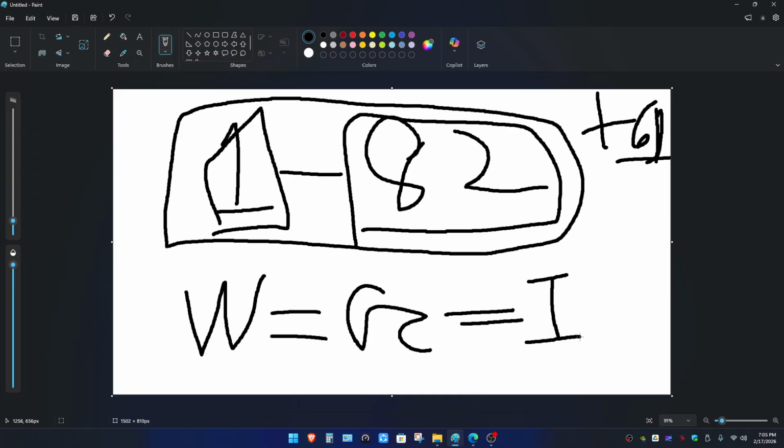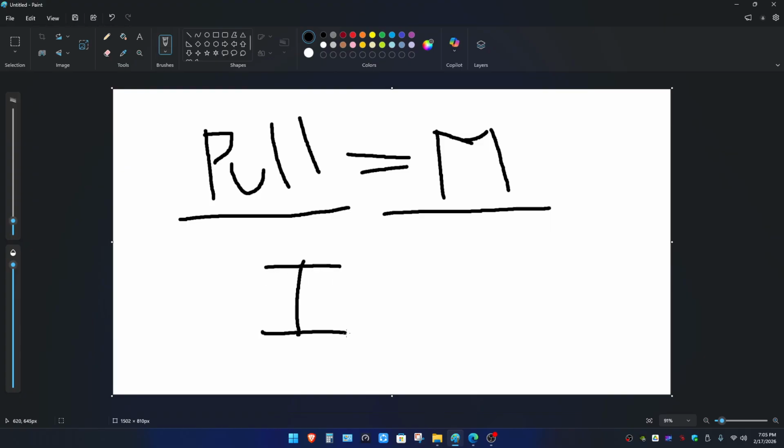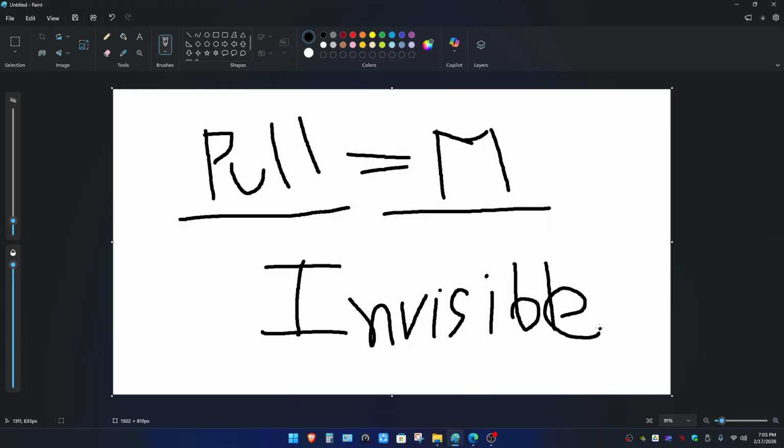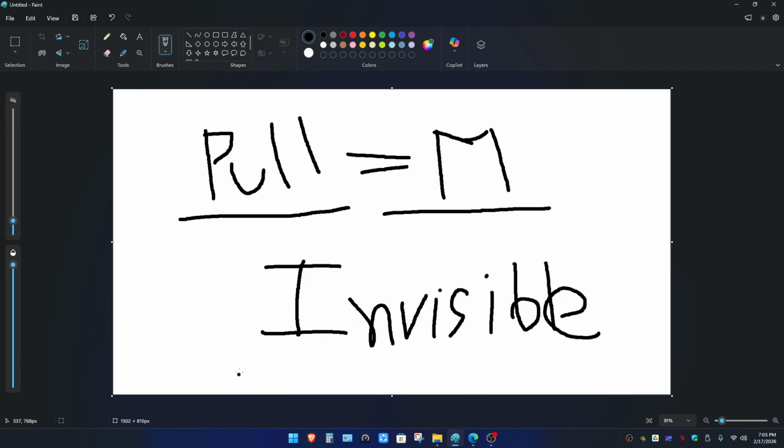Okay, so why is this? This is because the concept of gravitational pull and magnetism, both of them have one important thing. And what is this? They are both invisible. Okay, we cannot detect them with quantum mechanics. The only way we can detect them is by the pull, P-U-L-L, pull.